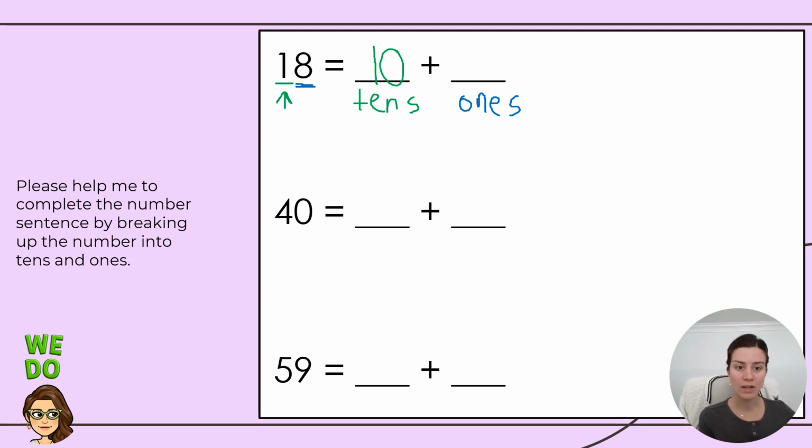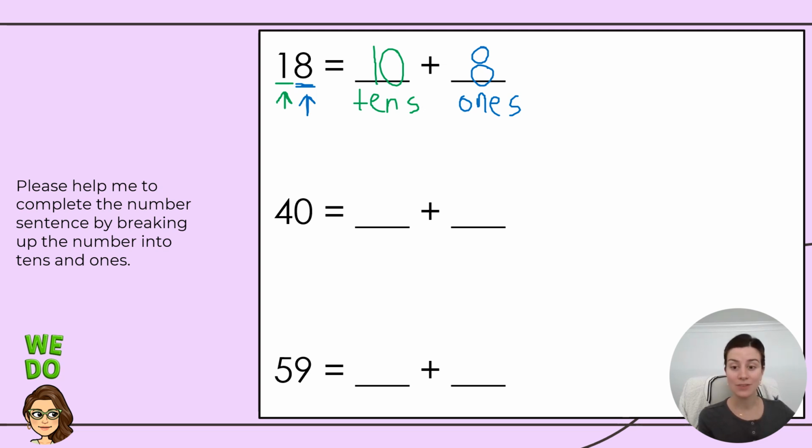Now let's look at our ones place. What number is in my ones place? I have the number 8 in my ones place. So I read that as 8. The value of the number 8 in the ones place is 8 because it is in the ones place, 8 ones. So I have here 18 equals 10 plus 8.